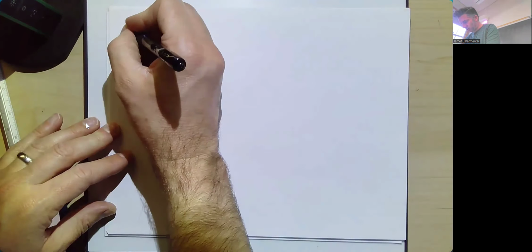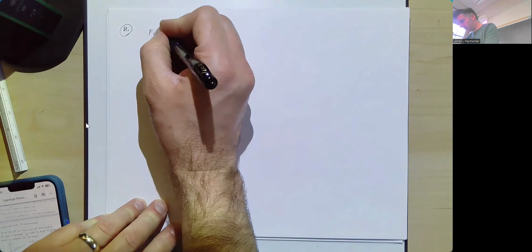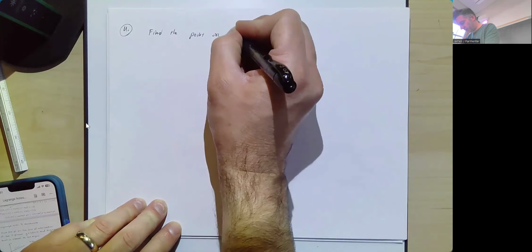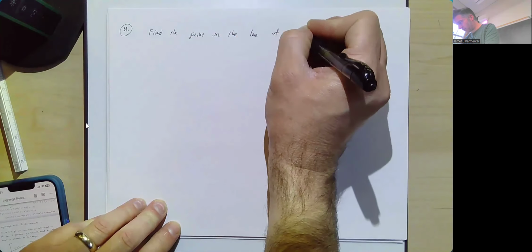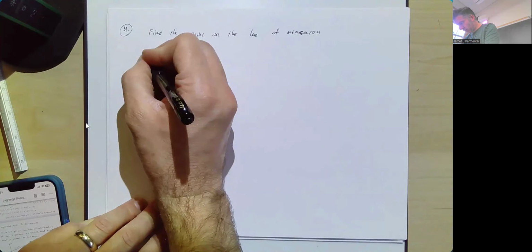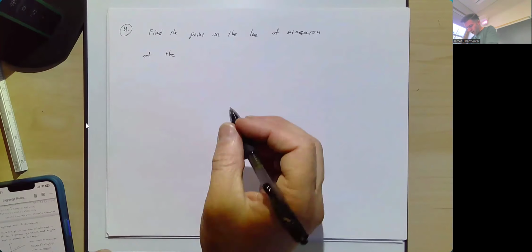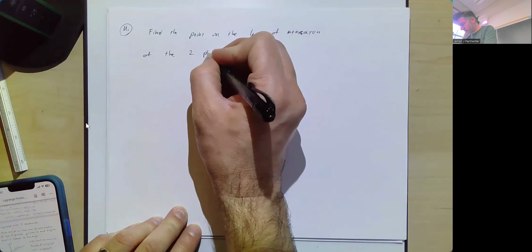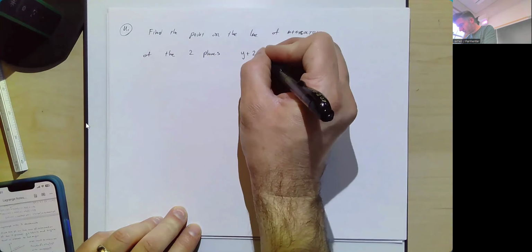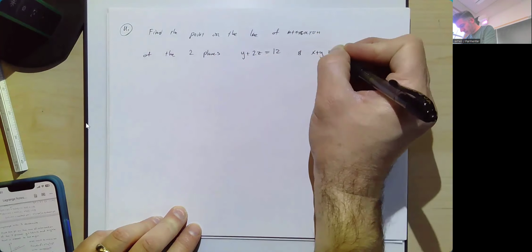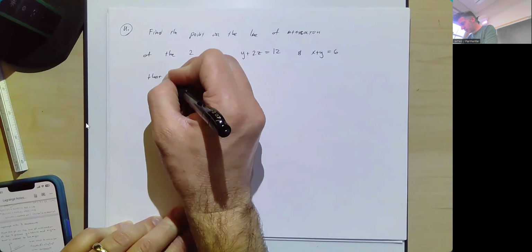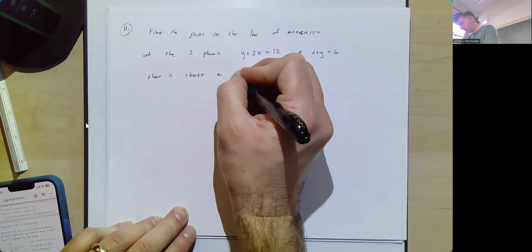So let's say we want to, in this next one, find the point on the line of intersection of the two planes, y plus 2z equals 12 and x plus y equals 6, that is closest to the origin.